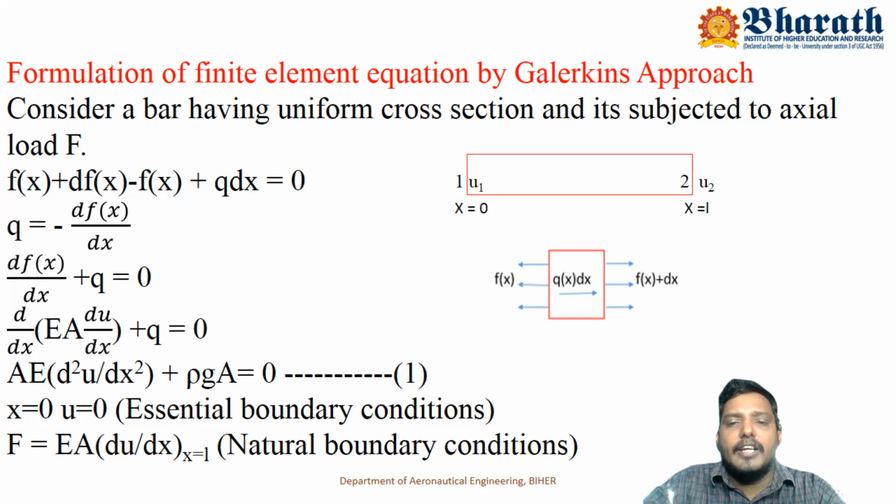Then if one end is fixed, we apply x equal to 0, u equal to 0. Then it is called an essential boundary condition. At the other end, if you apply any force, then the force can be written as F equal to A times du by dx. This is called a natural boundary condition or Neumann boundary condition.